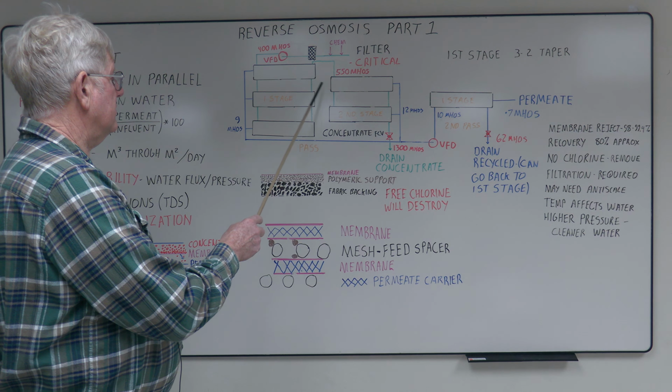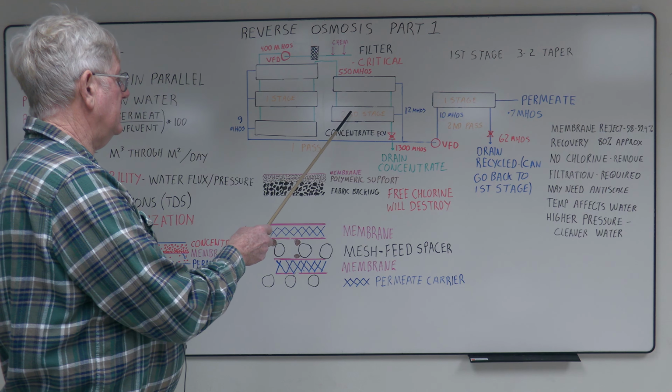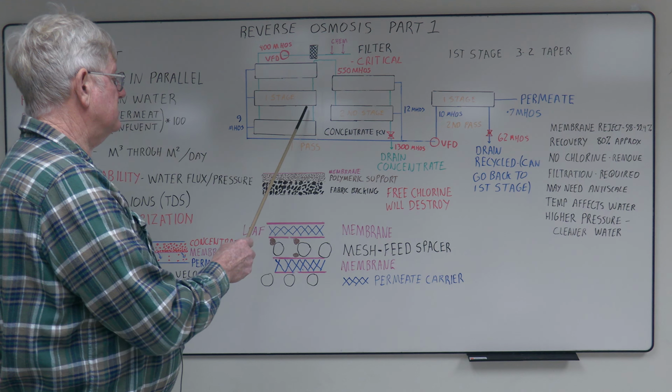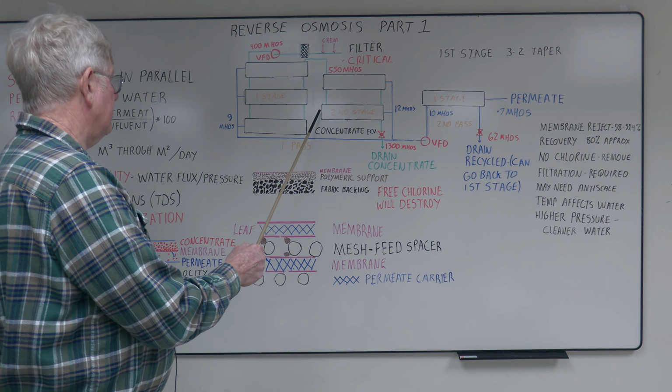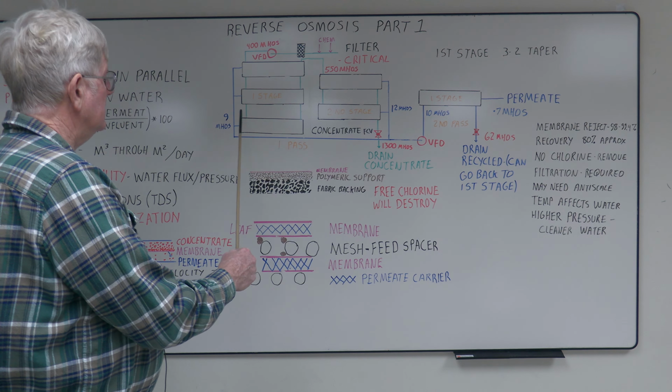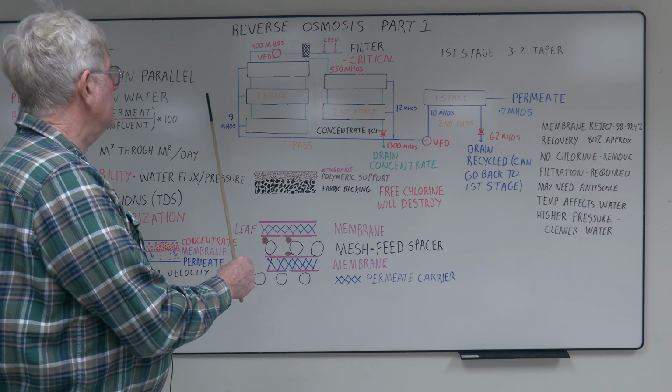To maintain water flow, you'll have 3 modules here and 2 modules here, and these may have only 6 elements. These may have 7 elements. So you provide enough cross flow velocity to limit concentration polarization to keep from scaling.